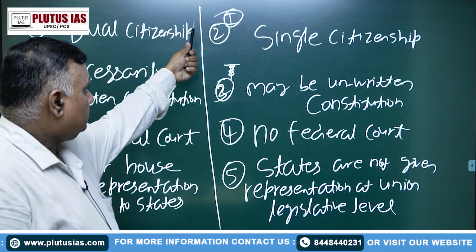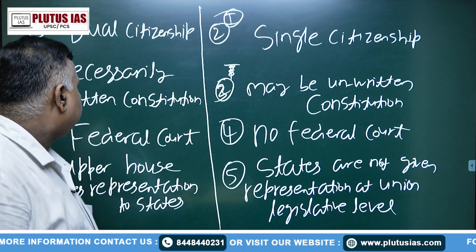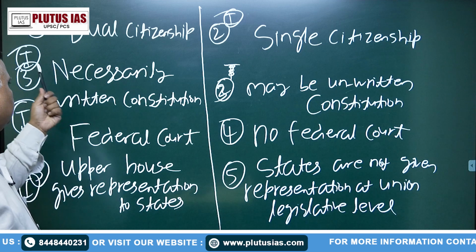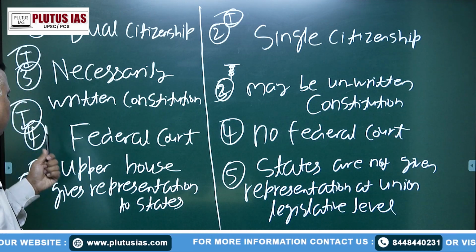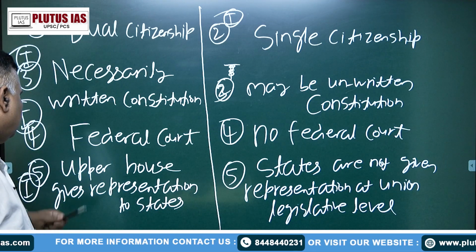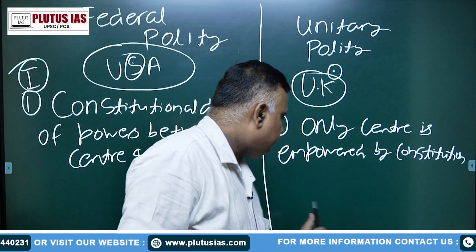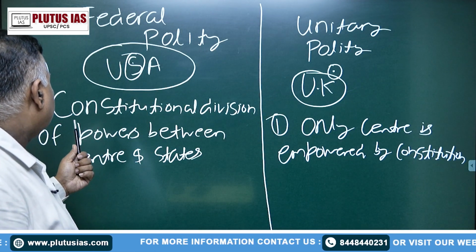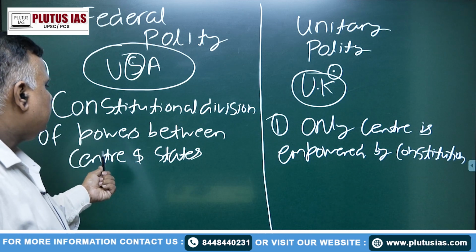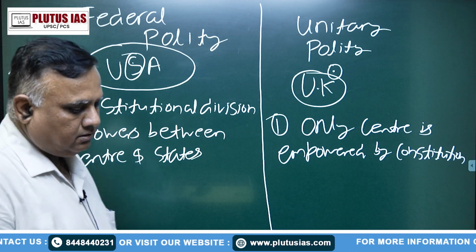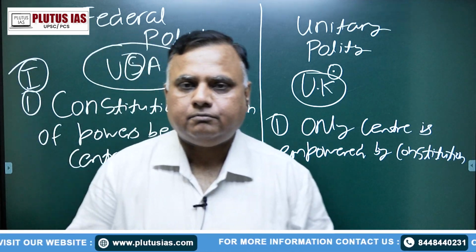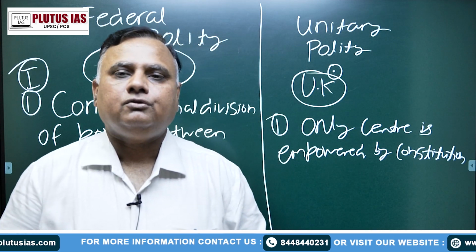But again, single citizenship, it is unitary. But a written constitution is federal. The federal court is again federal. The upper house getting representation of the states is again federal. India is having this. And constitutionally empowered states, India is having this. So India has partly federal features and partly unitary features.